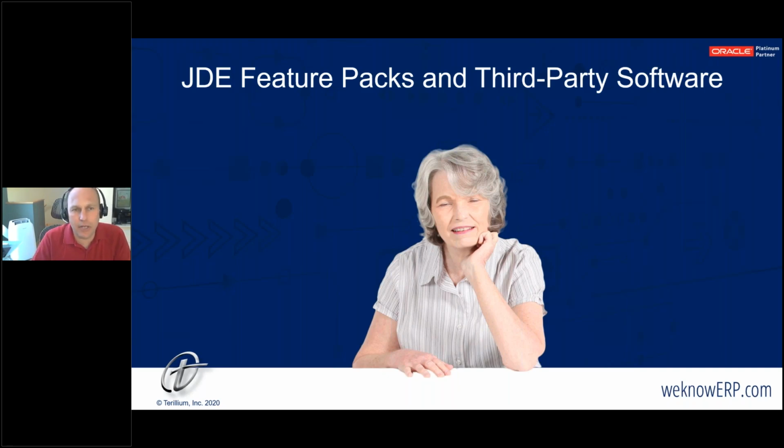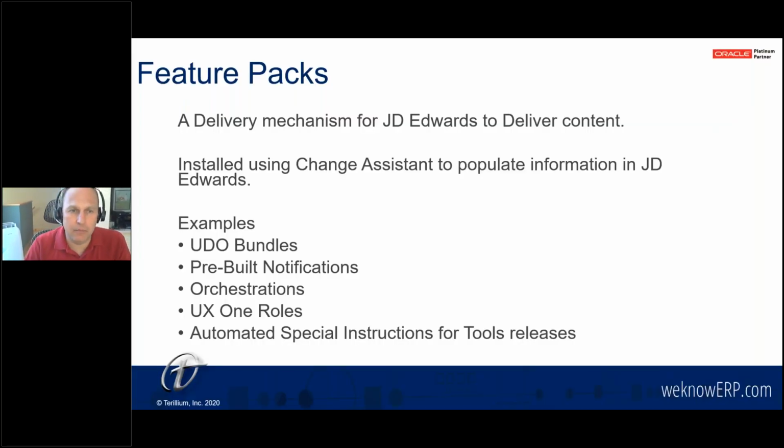Getting into a little more of the details, JD Edwards does have something called feature packs and third party, and people have made third party products attached to JD Edwards. Feature packs are really a mechanism for delivering JD Edwards content. Good examples are orchestrations, UDO bundles, and automated special instruction tools. These all come in through feature packs. So it gives you a way to get stuff quicker and easier than manually putting it in from Oracle.